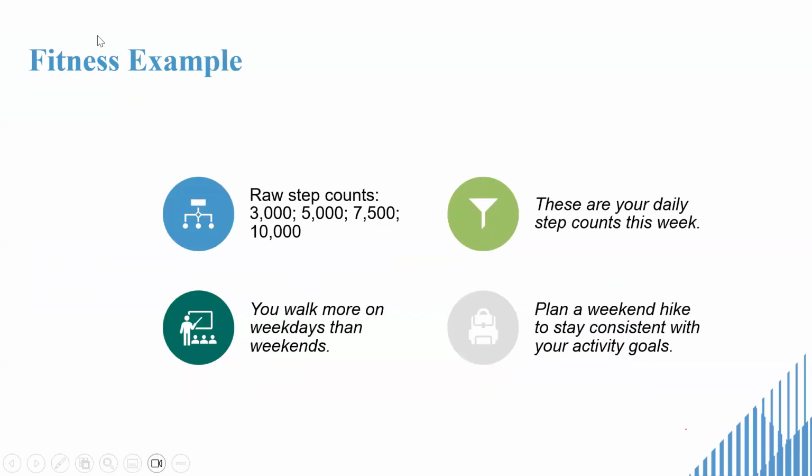So this was the one that I was doing. It was 3,000, 5,000. This was some data: daily step counts this week. I can understand this is information from my walking, and you work more on weekdays than weekends. Because I go to office, I go to work, so I walk a lot. But on weekends, because I'm at home and don't go anywhere, I'm not walking a lot. So plan a weekend hike to stay consistent with your active goals. Now this is the action that I'm going to take.